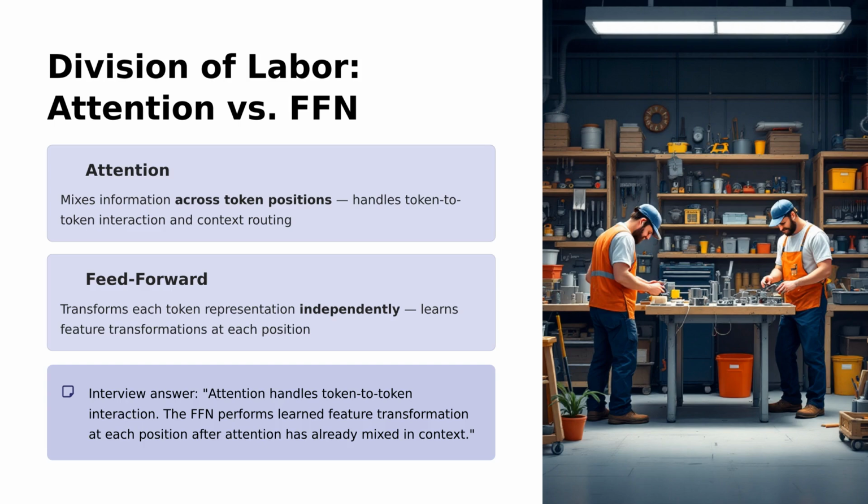Here's the key division of labor inside a transformer block. Attention is what lets tokens interact with each other. It mixes information across positions, so each token can pull in the context it needs from the rest of the sequence. Then, the feed-forward network works on each token independently, transforming that context-enriched representation. So, in short, attention handles communication across tokens, and the FFN handles learned feature transformation at each position.